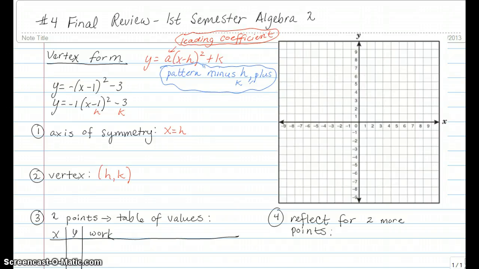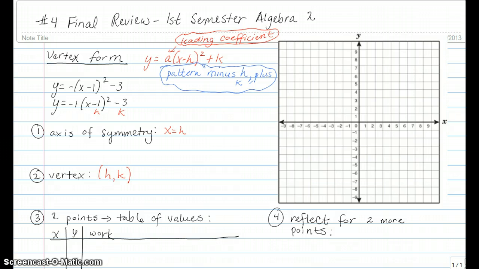Okay, this is the number 4 final review for first semester Algebra 2. The vertex form is one of the ways of graphing the quadratic equation we're going to look at today, and we're also going to look at the intercept form of graphing quadratic equations. At this point, we've done standard forms. So there are 3 different ways to graph a quadratic equation, and today you're going to look at 2 of those 3.